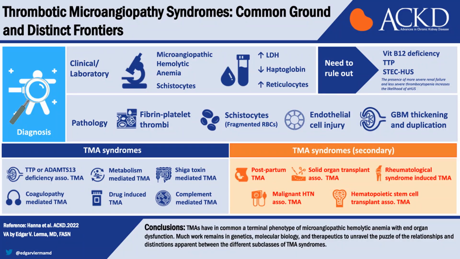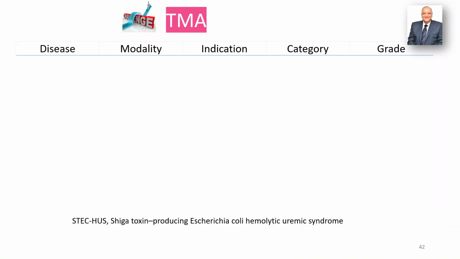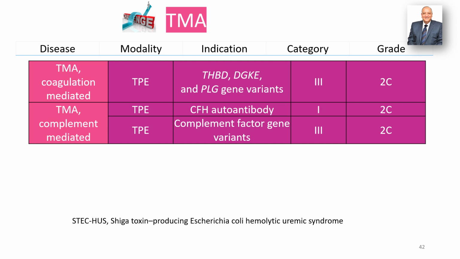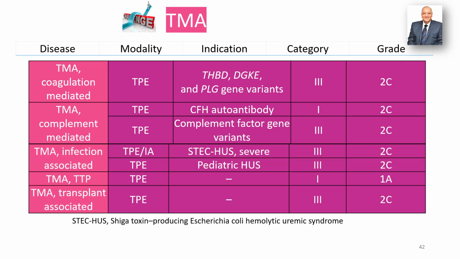The great challenges in plasma exchange include the thrombotic microangiopathy syndromes, which have a common ground and distinct frontiers. TMA have in common a terminal phenotype of microangiopathic hemolytic anemia with end-organ dysfunction. However, plasma exchange in different causes of TMA is a challenging decision for initiation. The guidelines for plasma exchange in TMA differ between the different causes. Only grade 1 category is for TTP or for TMA associated with complement factor H autoantibodies.